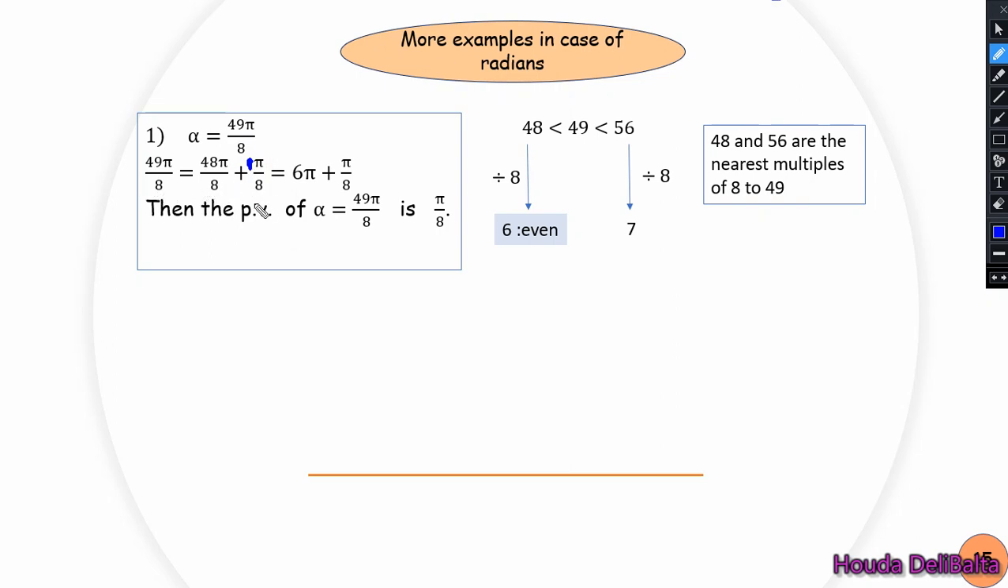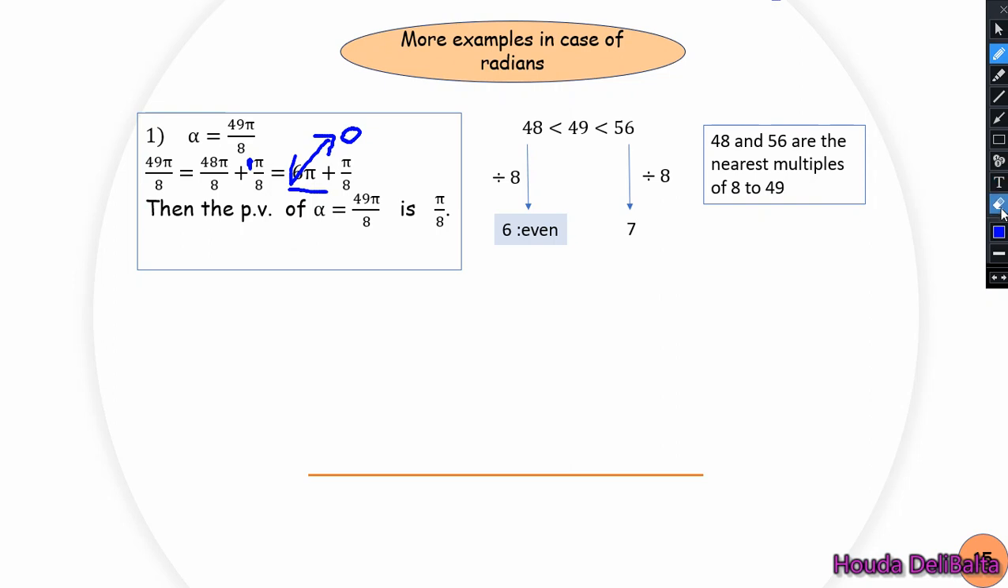Now 48 pi over 8 is indeed 6 pi, which is an even number multiplied by pi, and we told you before that this even number multiplied by pi means, for example here 6 pi means 3 complete turns, then I go back to 0, so it's like corresponding to 0, and what remains is only pi over 8. And pi over 8 is then called the principal value of this angle alpha.